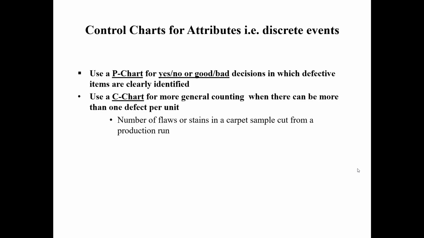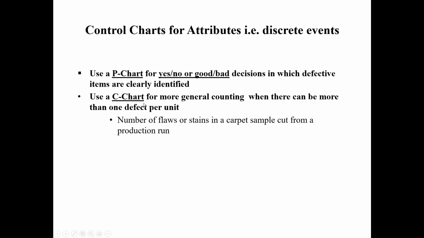A person will be alive or dead. The production will be effective or defective. The answer will be yes or no. So when there are only two possible outcomes involved in a specific process or trial, we will use a P chart, for a yes/no or good/bad decision in which defective items are clearly identified.